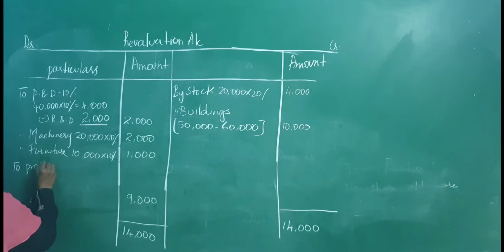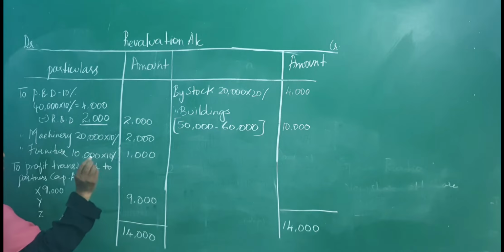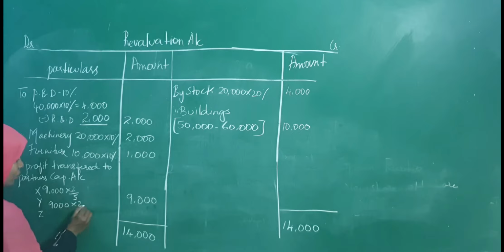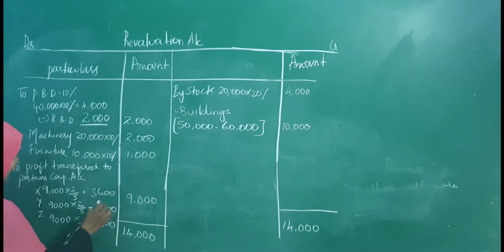You have to write profit transferred to partners capital account, to X, Y and Z. They have given 9,000. Ratio, starting only I have told you it is 2:2:1. So it is 2/5. Again 9,000 into 2/5, 9,000 into 1/5. It comes to 3,600, 3,600, 1,800. This profit you have to transfer to partners capital account.